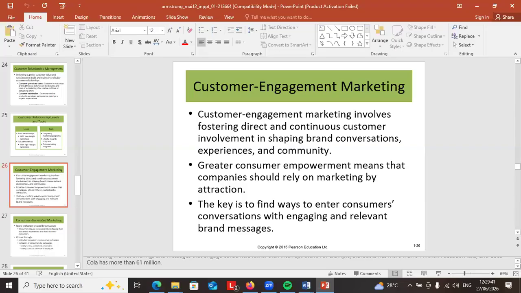And so, how many Facebook fans or consumers does your company have on its Facebook domain?